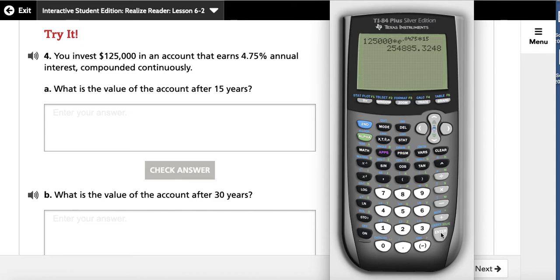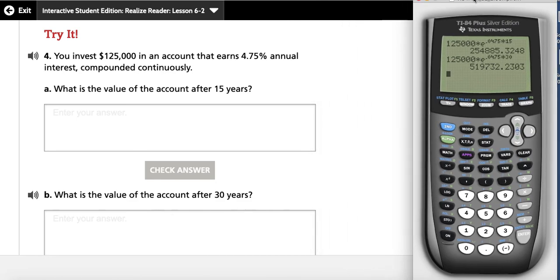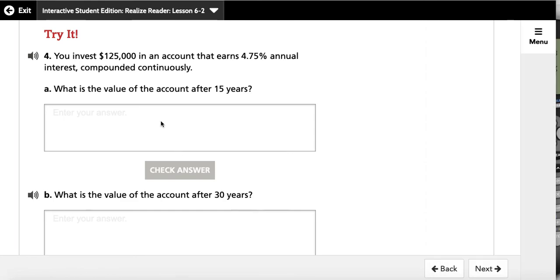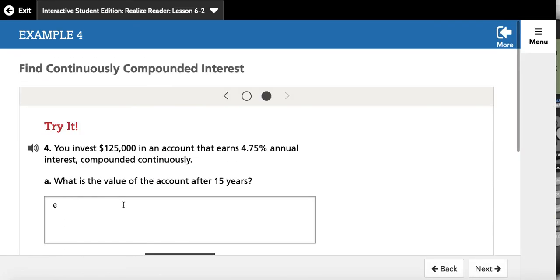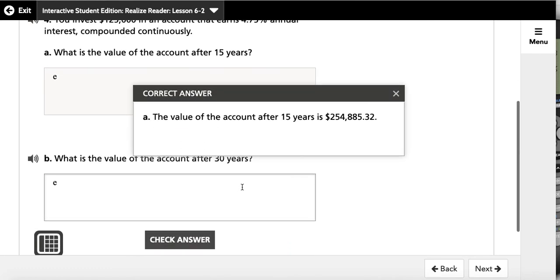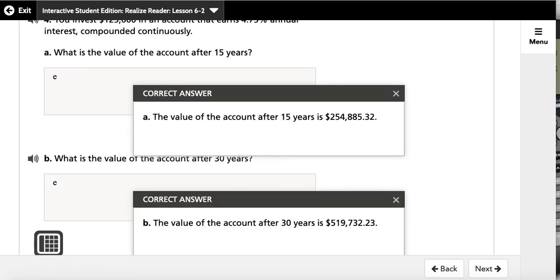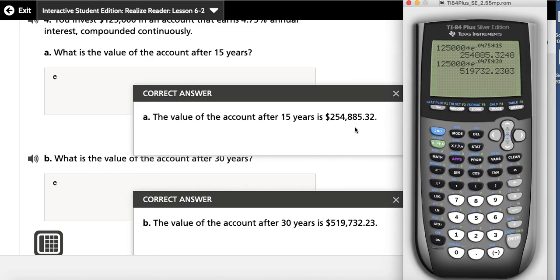$254,885. Now for 30 years, I'm going to use the previous entry function and then just change it to 30. That looks to be correct. 519,732. Let's see if those two answers show up when I click the answers here. I believe those are the answers I had. Yes and yes. All right.